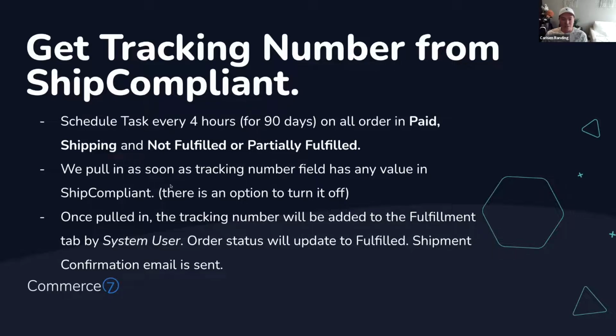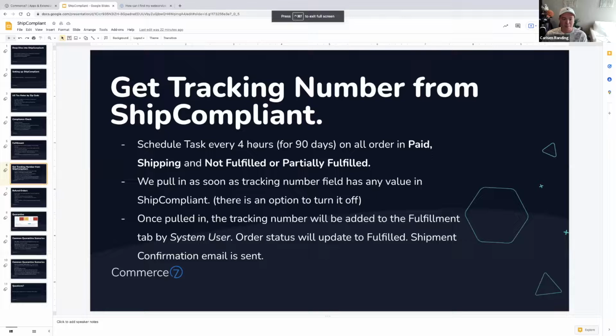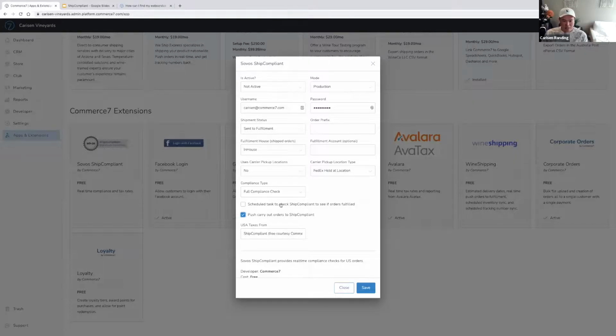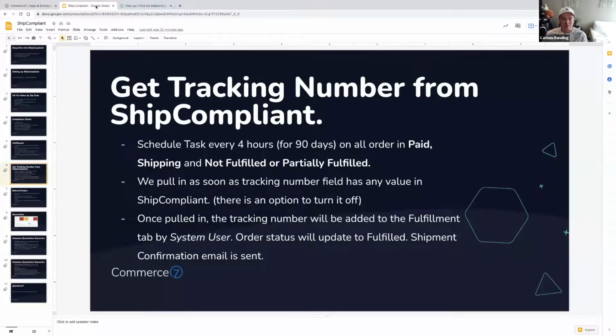So there is an option to turn this off if you don't want to check ShipCompliant every 4 hours. Let's say you don't ship using a warehouse. And that's this here. Scheduled task to check ShipCompliant to see if orders are fulfilled. So if it's unchecked, it won't perform the 4-hour checks. And if it's checked, it will.